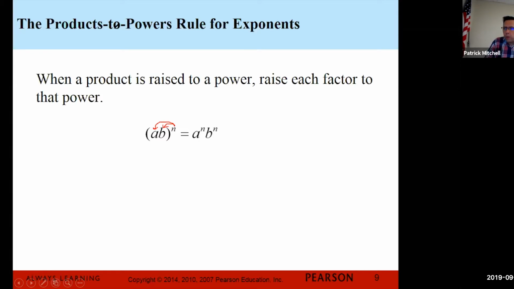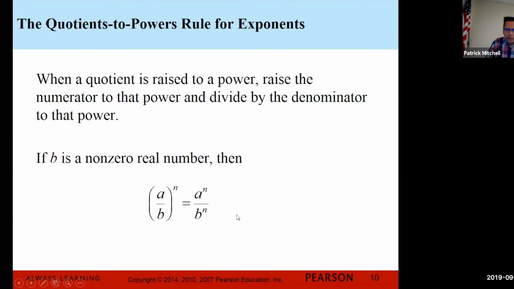And it also works for quotients. When a quotient is raised to a power, you can raise the top and the bottom to that power.